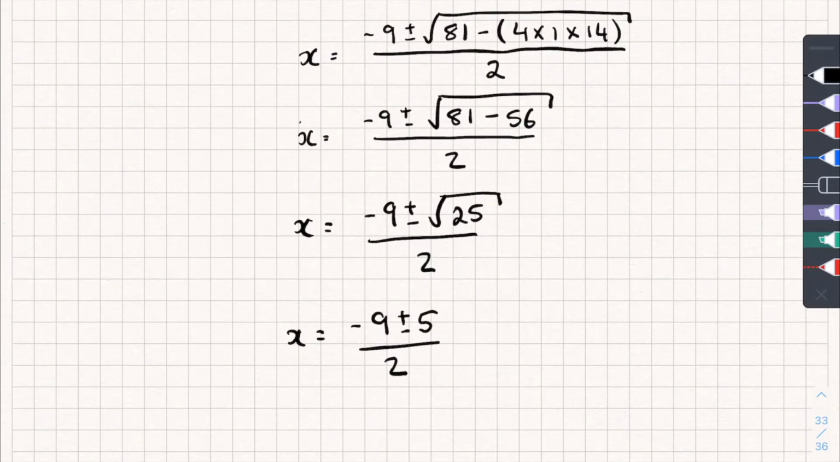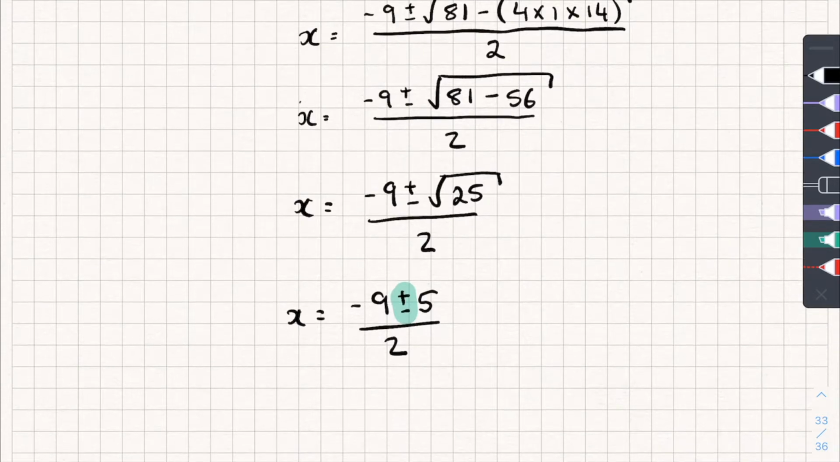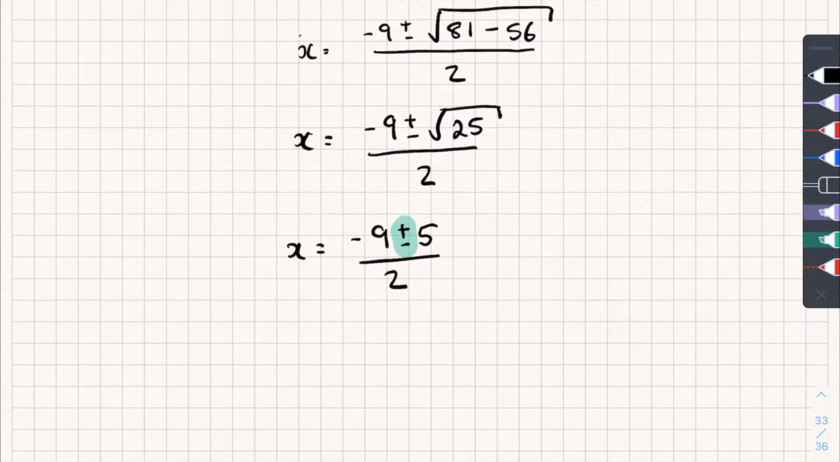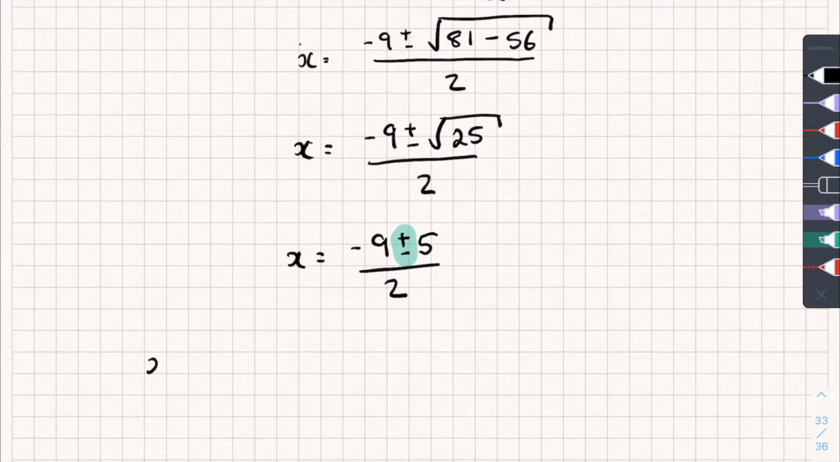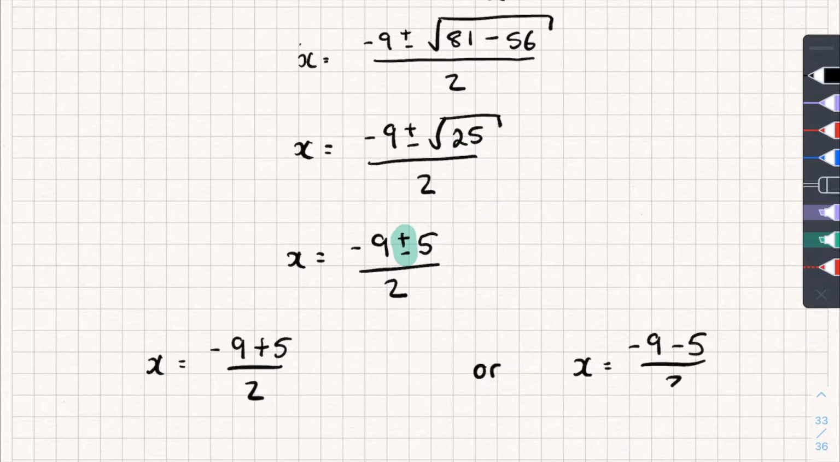So you'll notice, because we've got this plus or minus, that means we're going to have 2 outcomes, 2 possible answers, which is true because all quadratic equations will have 2 answers, okay? So we could have, let's scroll down a bit, x equals negative 9 plus 5 divided by 2, or we could have x equals negative 9 subtract 5 divided by 2.